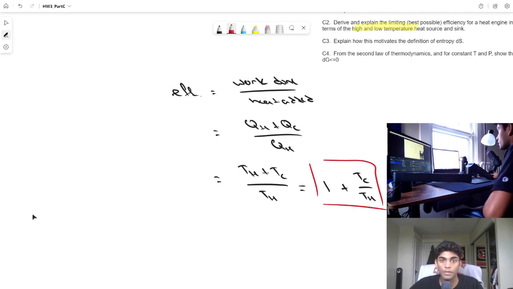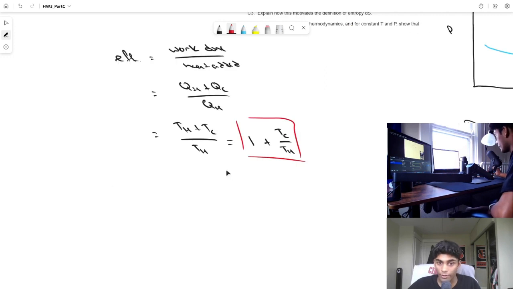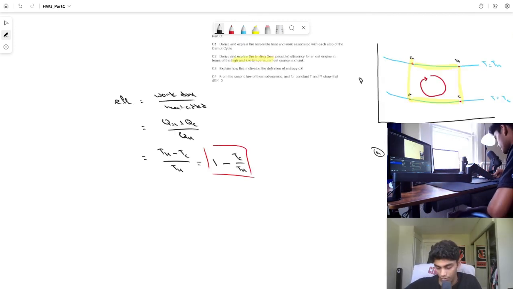And that is the efficiency in terms of the hot and cold temperatures, not heats. Actually, a really quick fix after looking at this. This is plus up here. However, once we get down here, this actually turns into a minus with the way it simplifies out. So this is actually 1 minus TC over TH. That's the correct derivation. So what we just did here is a very basic explanation of something that we call the second law of efficiency.